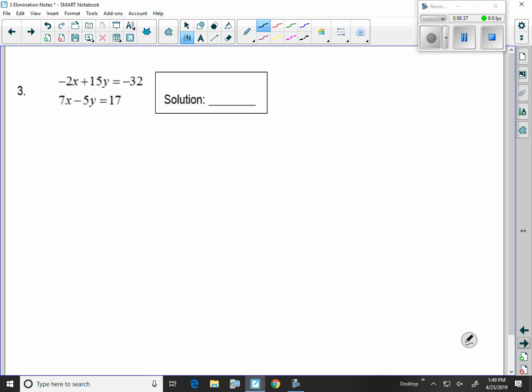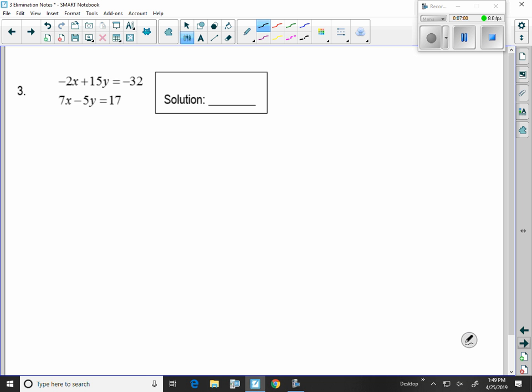Okay. Number 3. Do we have opposites? Okay. Can we easily get an opposite? Kind of easily. You have two options. You can change the x's or you can change the y's. There's one that tends to be a little bit easier here. Any ideas on what it is?